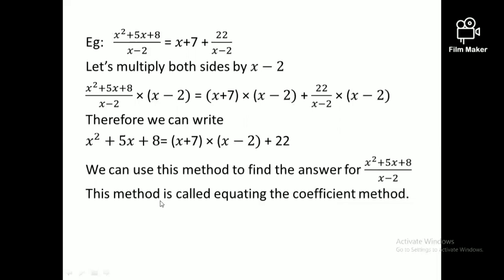This method is called the equating the coefficient method. Let's see how to use the equating the coefficient method to find out, if you don't know this answer, how to get this algebraic division using the coefficient method. That is the first part of the approach for this topic.